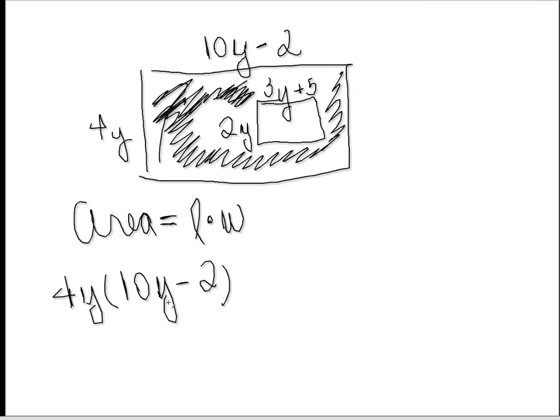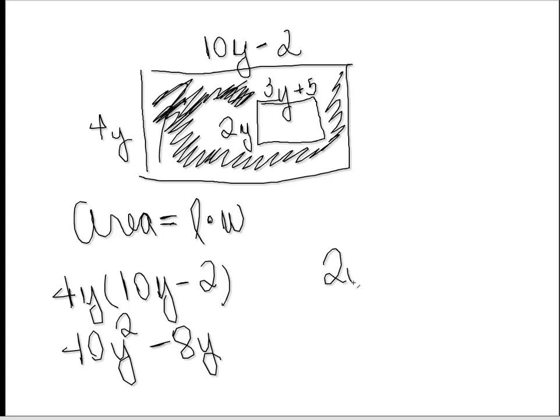You're going to have to use the distributive property here, which means you're going to have to multiply everything in parentheses by 4y. This will give me 40y squared minus 8y. So this is the area of the big rectangle.